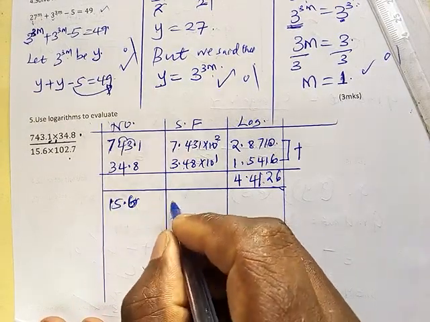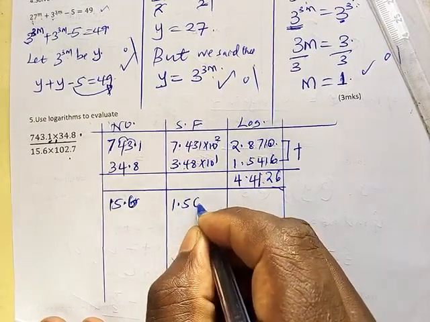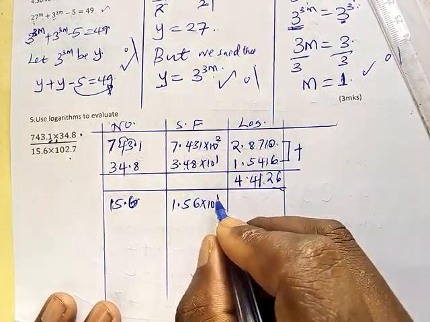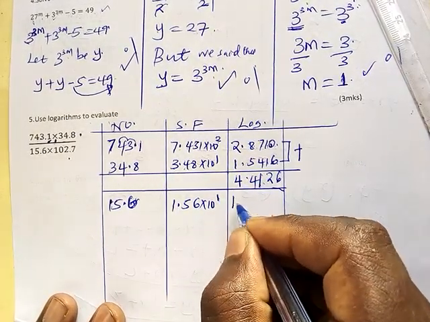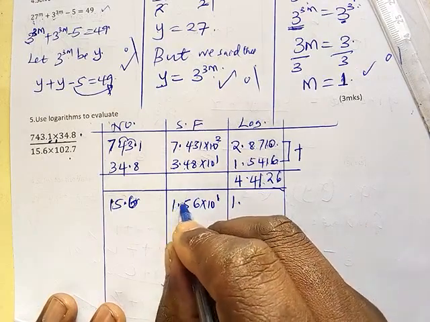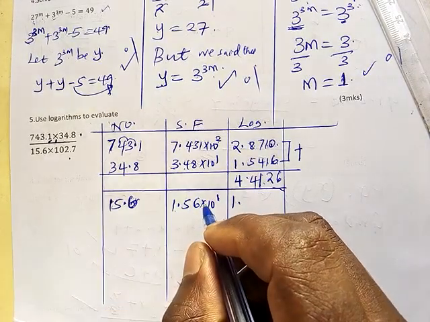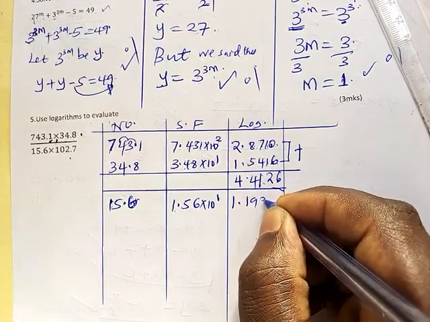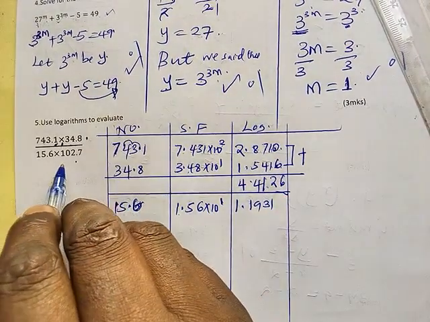15.6, you write in standard form, that's 1.56 times 10 to the power 1. So the characteristic here is 1, and the mantissa will come from the log of 1.56, and that one is 0.1931.